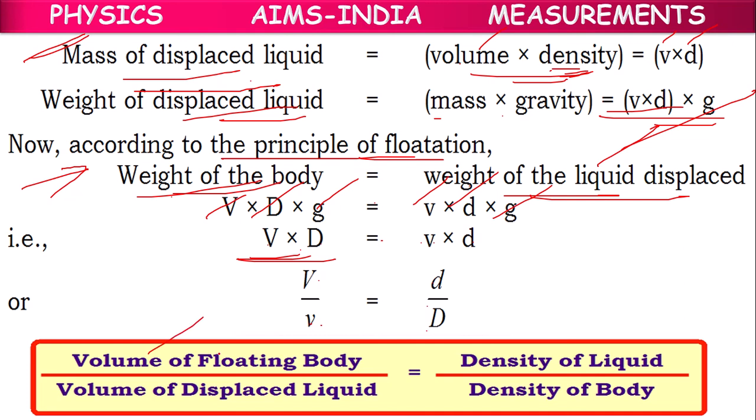Or, capital V means volume of floating body, by small v means volume of displaced liquid. This ratio equals small d, density of liquid, by capital D, density of body. The body is in the numerator on one side and in the denominator on the other; the displaced liquid is in the denominator here and the numerator there. So from the principle of flotation, we finally come to this conclusion. This is the condition for floating of a body.